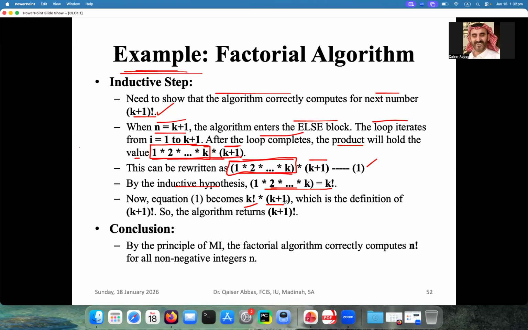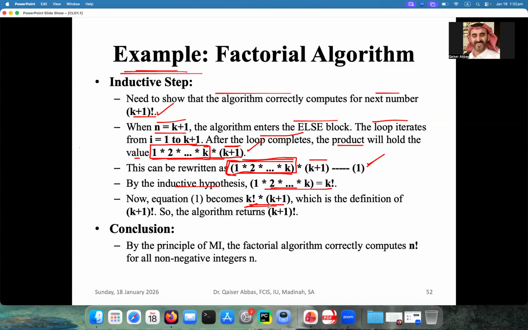Now I have to show that this k factorial multiplied by k plus 1 is k plus 1 factorial. I have to make this. I started my equation from here, went up to equation 1, and said that this is the previous step, and I replaced that previous step here. But now I have to show that here I will get k plus 1 factorial.